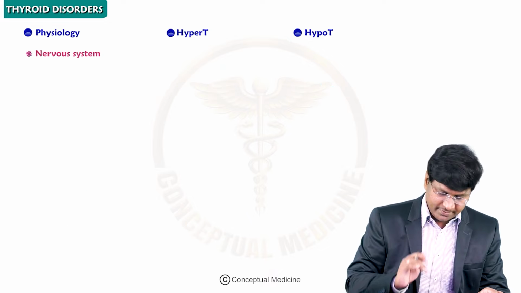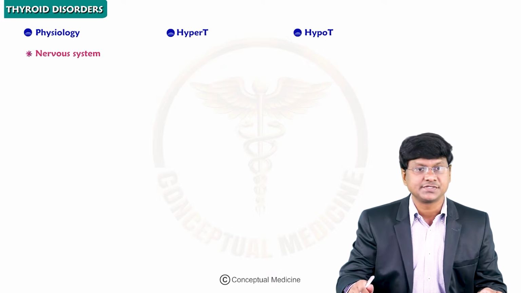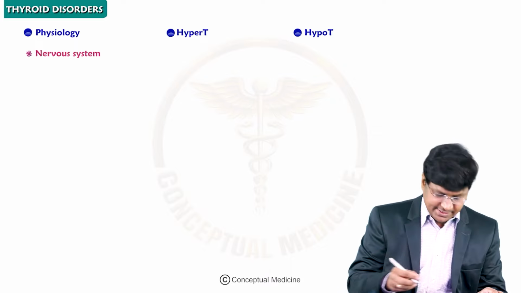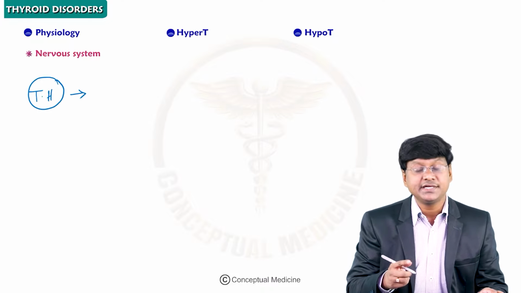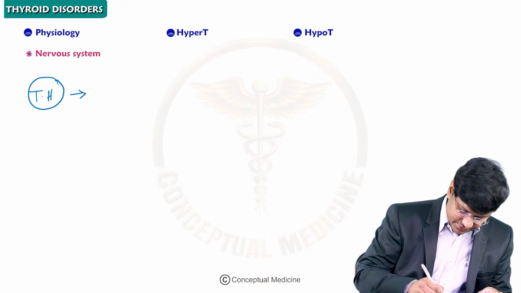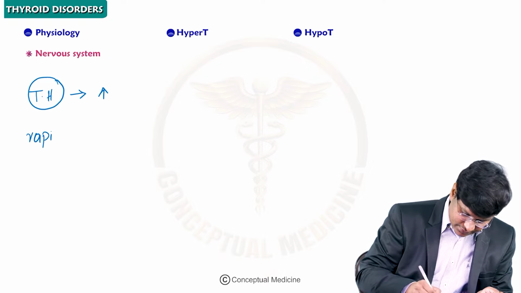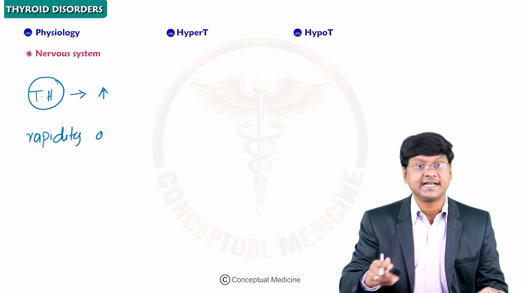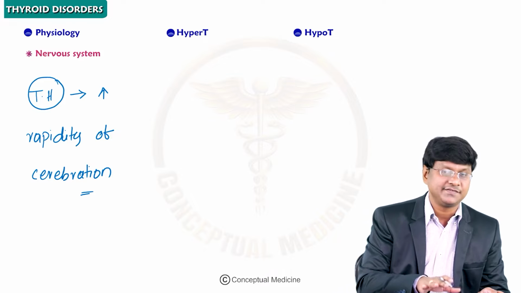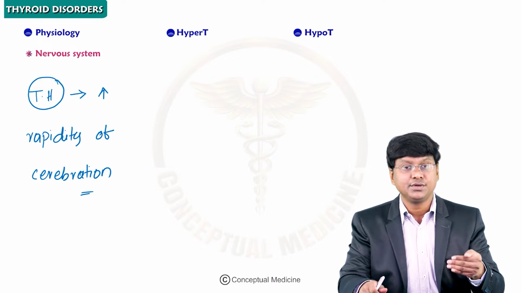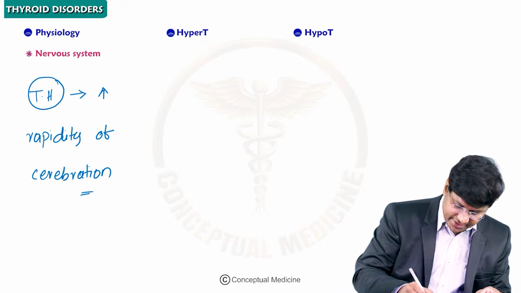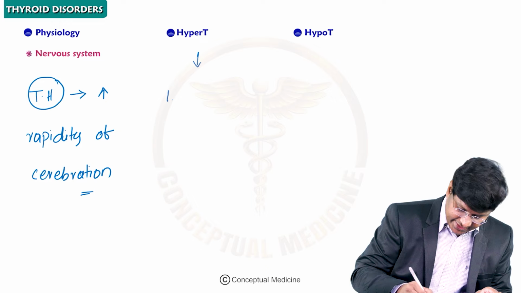Then followed by that, what will be the effect of thyroid related disorders on the central nervous system? And you should know again the basic physiology. See, what thyroid hormone will do to the central nervous system is that it will increase the rapidity of cerebration. That is the basic physiology. So in case of hyperthyroidism, what will happen? There is excessive cerebral neuronal stimulation, and that is the reason why patients with hyperthyroidism will have extreme nervousness.